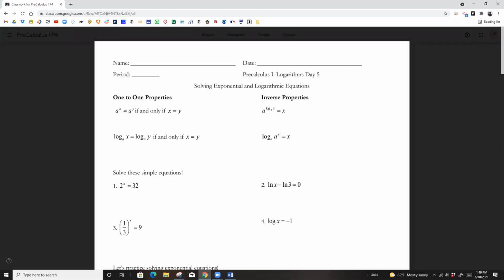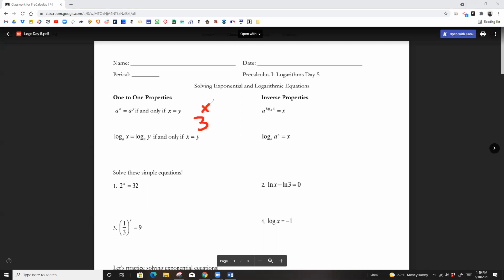If you have a to the x power, that's gonna equal a to the y power as long as x and y are equal. What does that mean? It means if you have two numbers that have the same base, then their exponents have to be equal. Like if you had 3 to the x power equals 3 squared, then x has to equal 2 because these bases are the same. So for some equations, you have an exponential on both sides. As long as the bases are equal, you could just set the exponents equal. Same thing with logs.